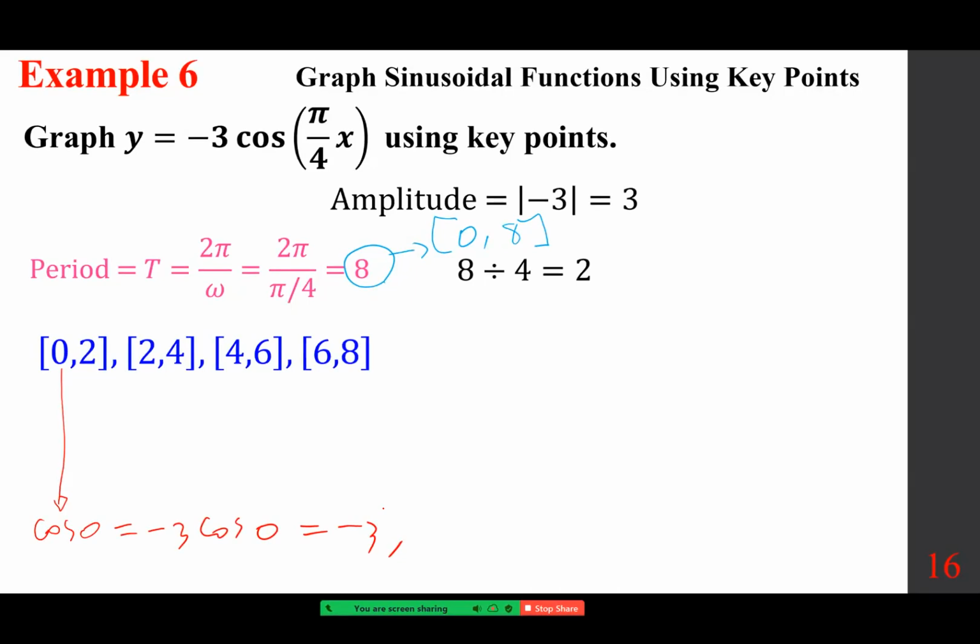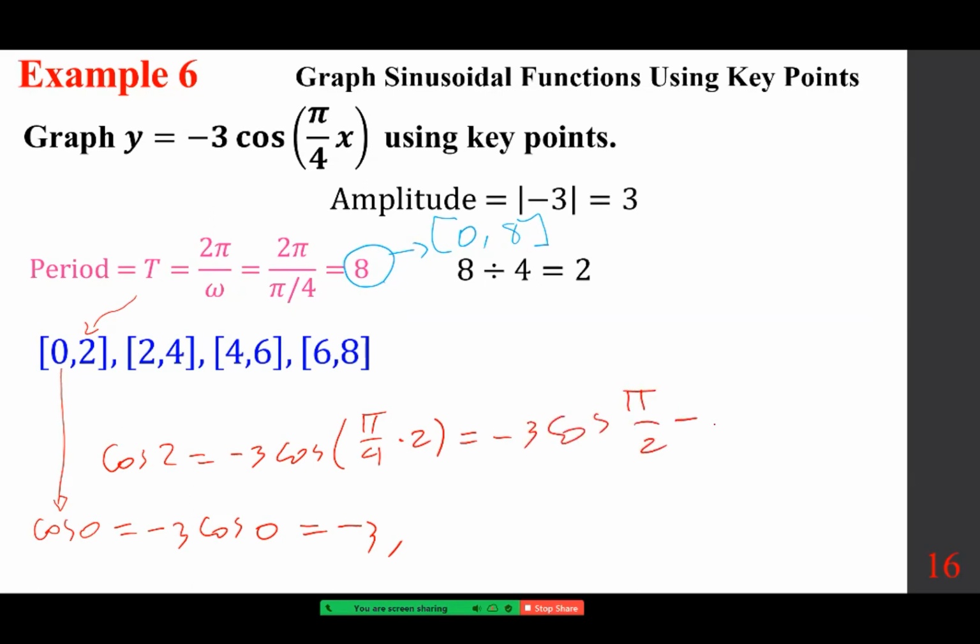Now the next number is 2. Remember I want 2, 4, 6, 8. So I get minus 3 cosine of pi over 4 times 2, or minus 3 cosine of pi over 2, which is 0, times negative 3 becomes 0. So here we have 0, minus 3, and over here we get 2, 0.